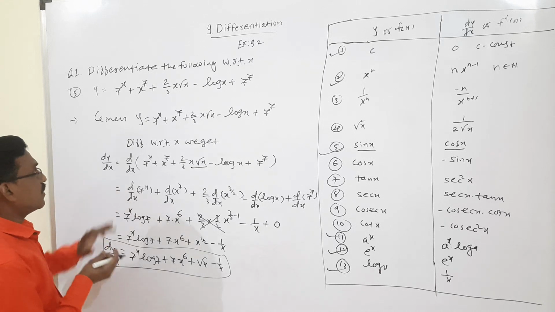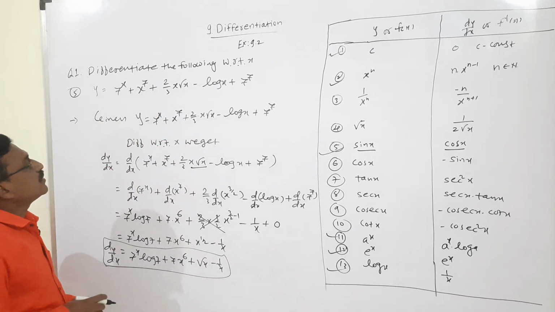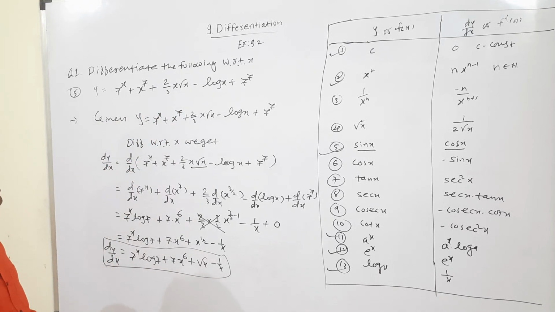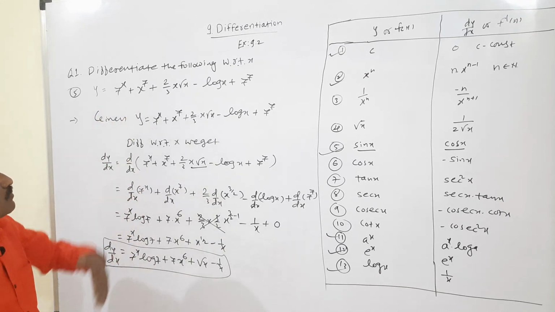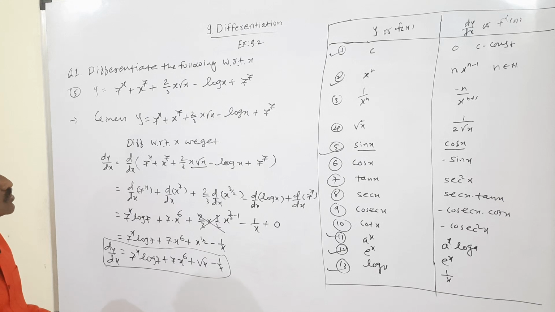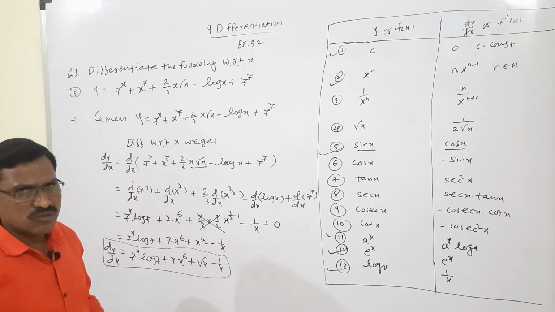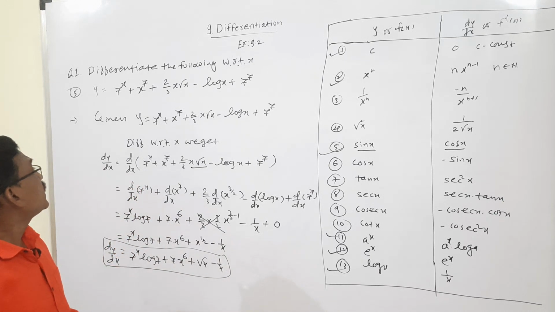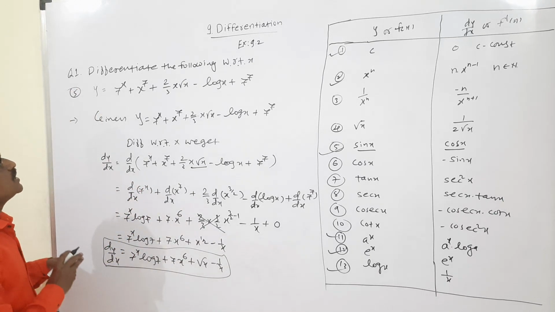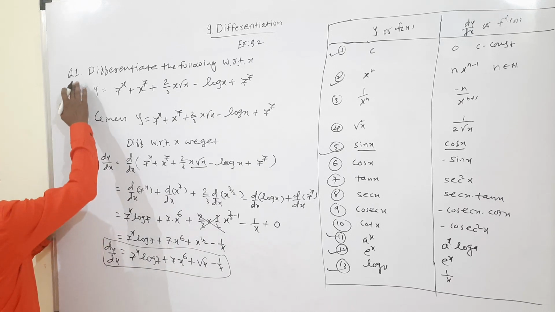Y means these are the functions: exponential function, power function, then logarithmic function, algebraic function, constant function. So now example number 6 you may try to solve at home. Now we will take question number 2. The second question is as it is here.